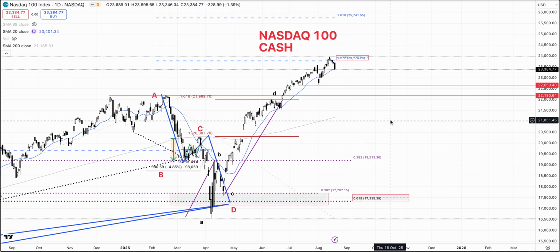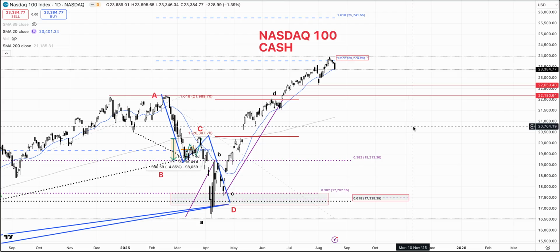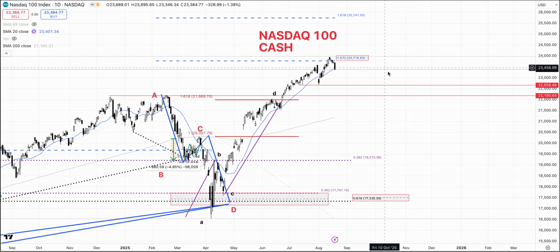So we'll take a look at the key US technology stocks, but I will also cover some of the indices as well. So we are taking a look at the NASDAQ 100 cash. This is the NDX. This is not the futures chart.